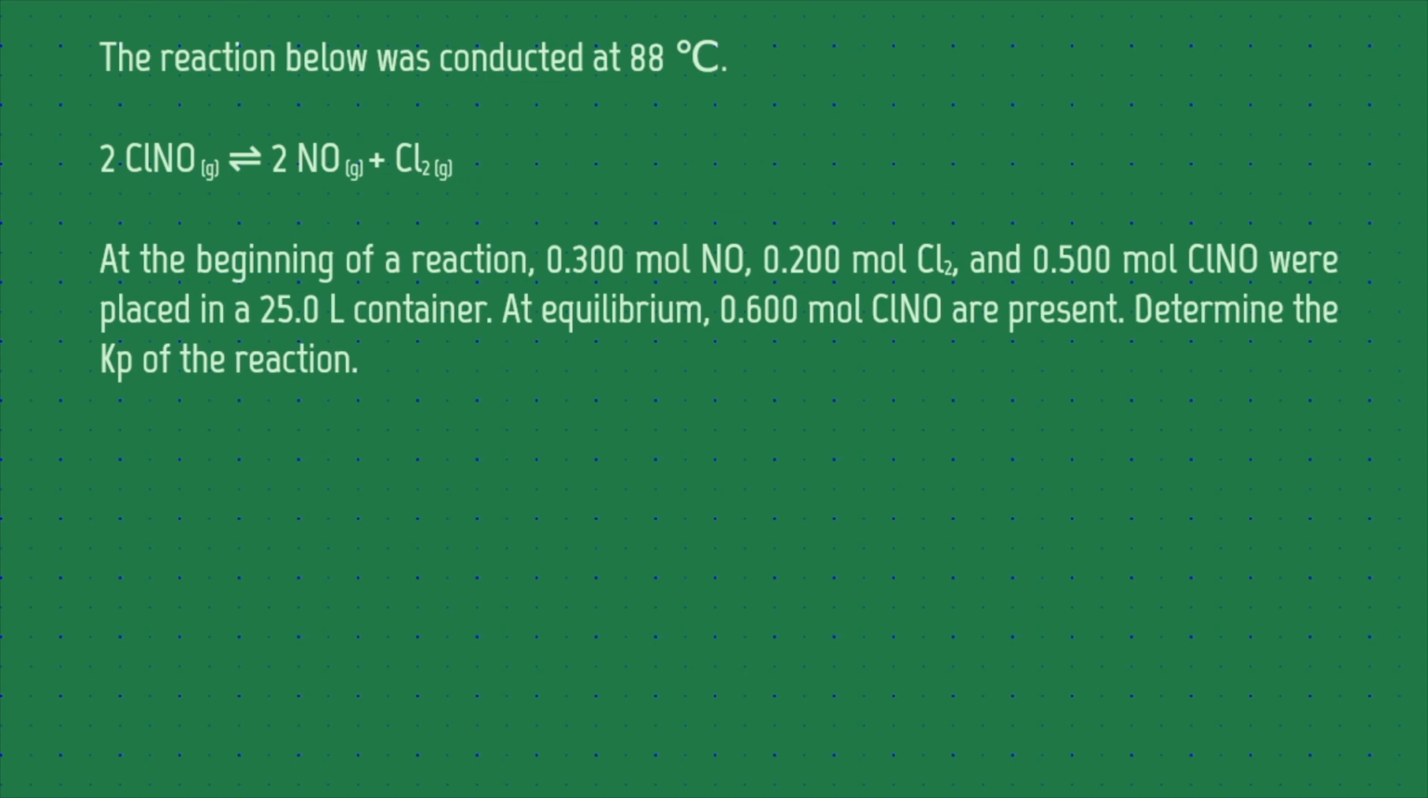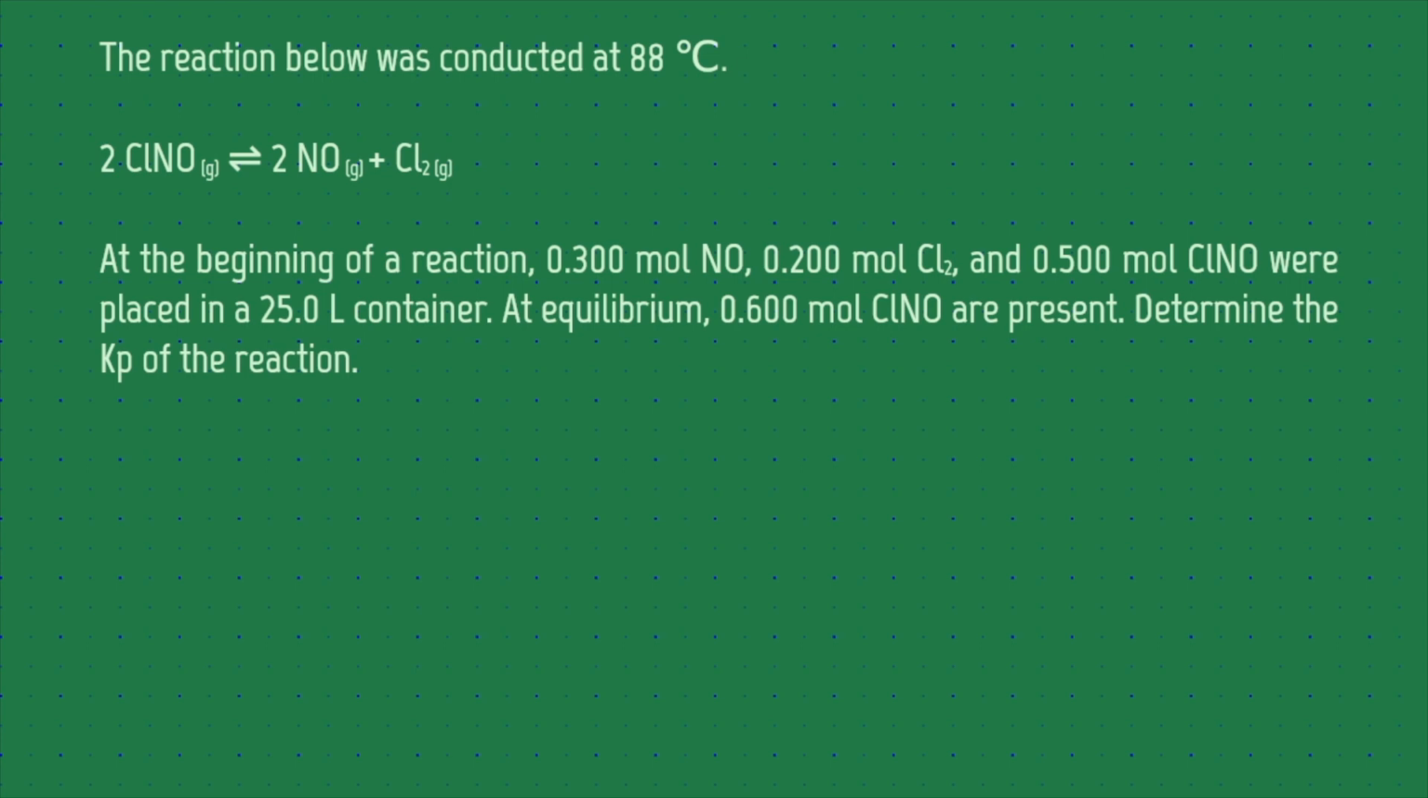Moving on to question number 6. The reaction below was conducted at 88 degrees Celsius. At the beginning of the reaction, 0.3 mole of nitrogen monoxide, 0.2 mole of chlorine, and 0.5 mole of nitrosyl chloride were placed in a 25-liter container.